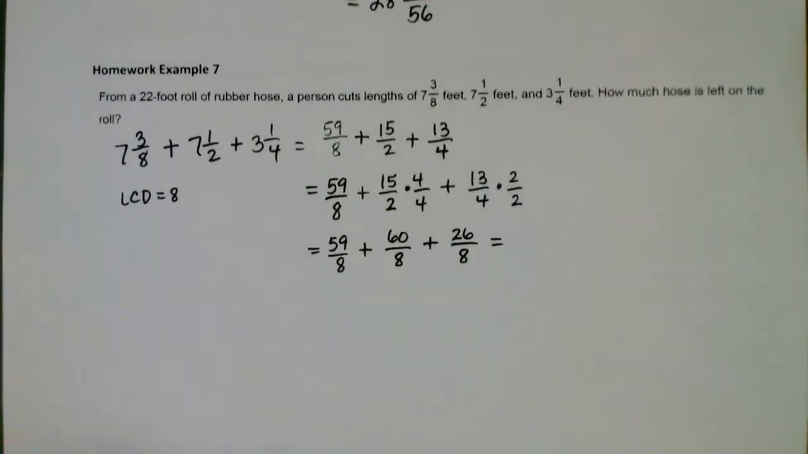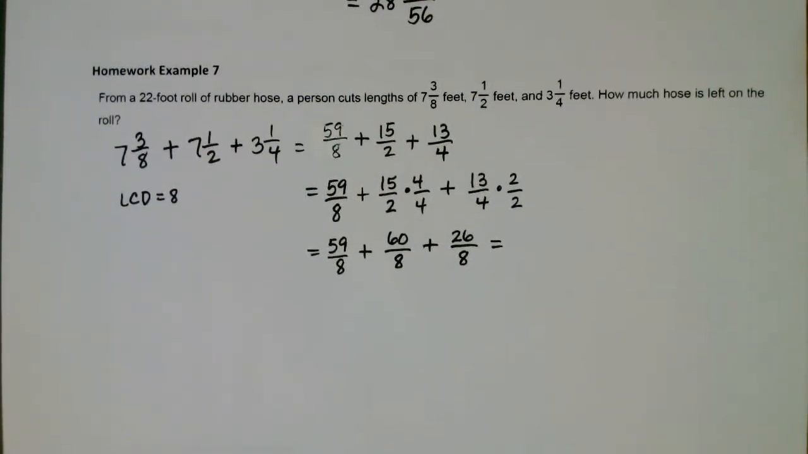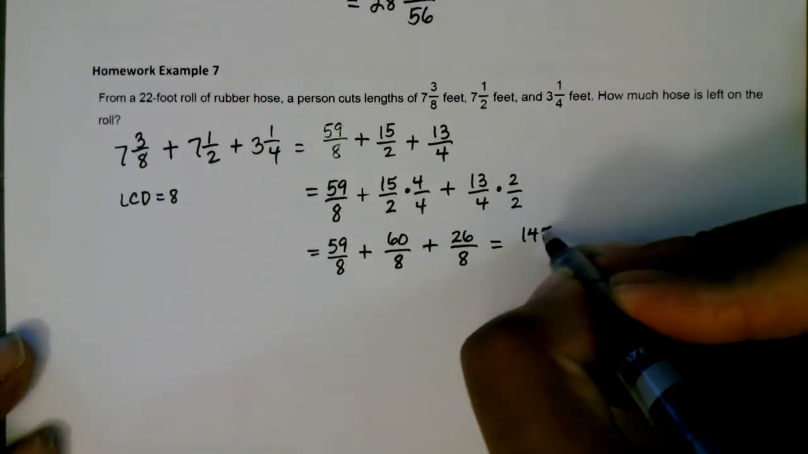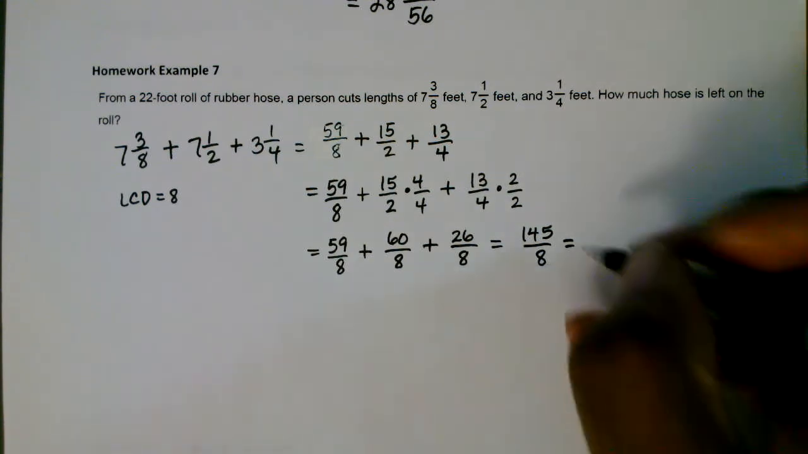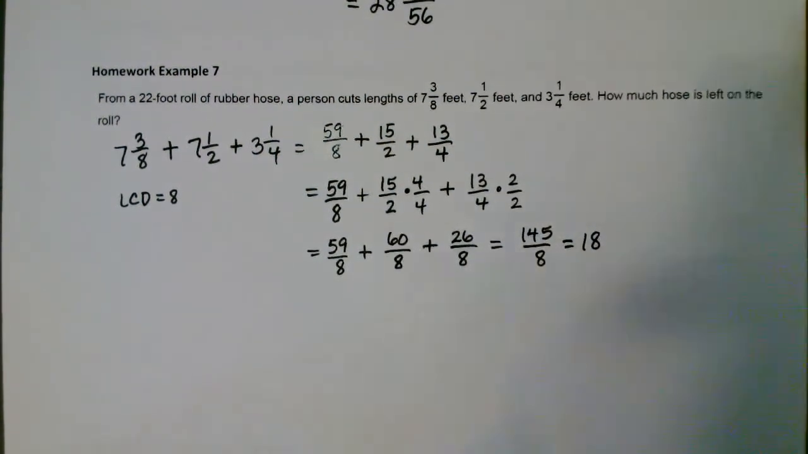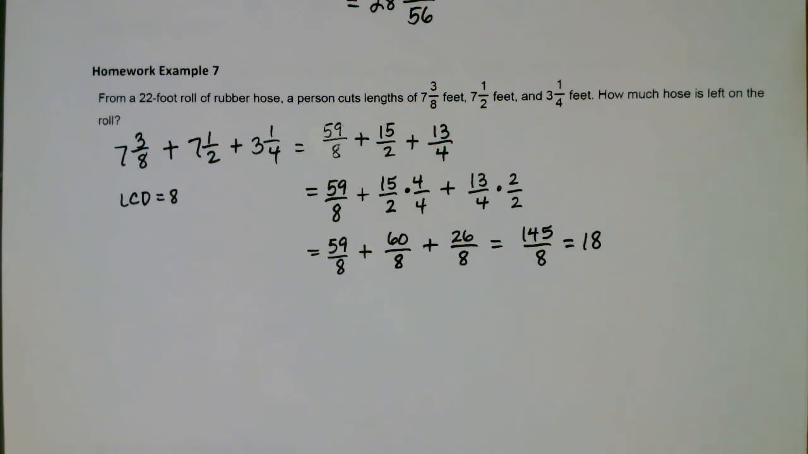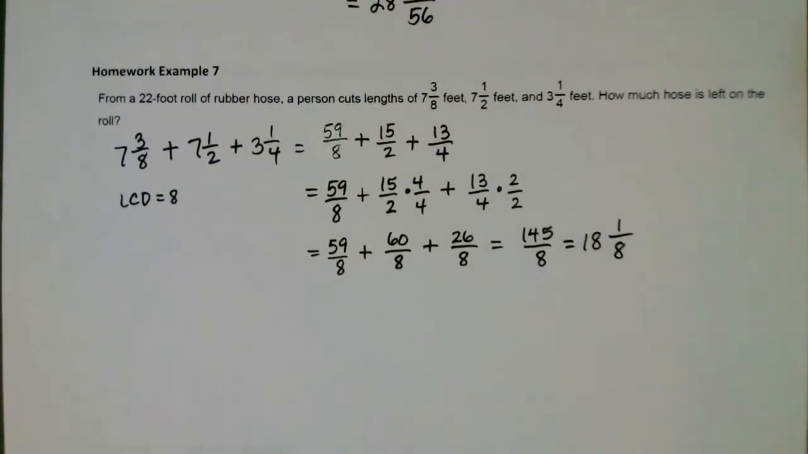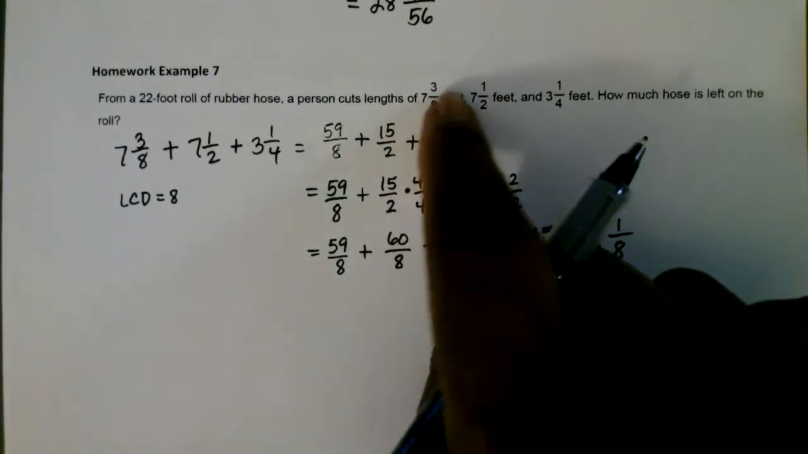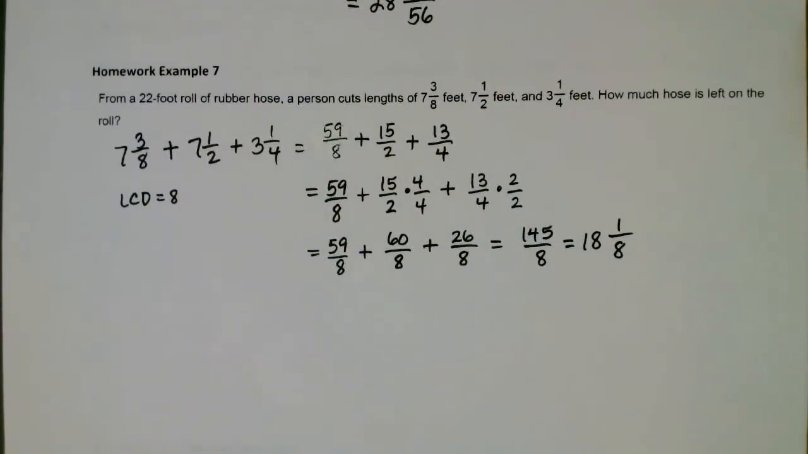If I add 59, 60, and 26, I will end up with 145 over 8. And 145 over 8, if I divide 8 into 145, that would be 18, with 1 left over. So it'd be 18 and 1/8. Okay, that's the sum of those 3 lengths that were cut.